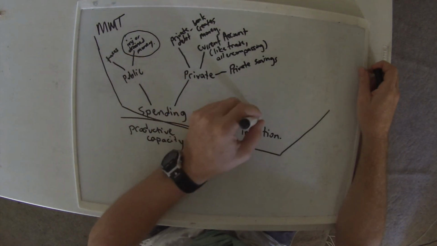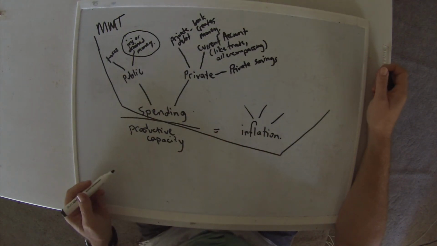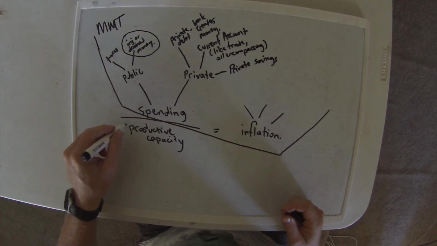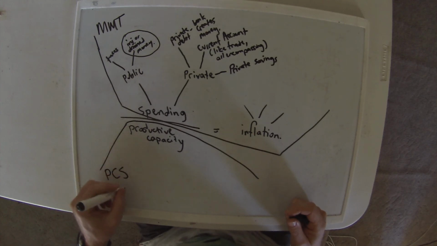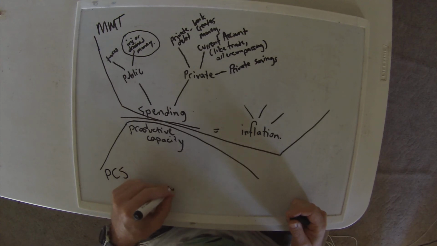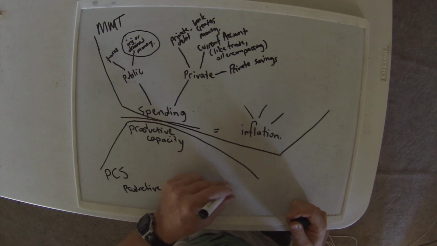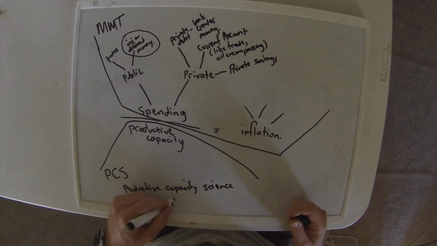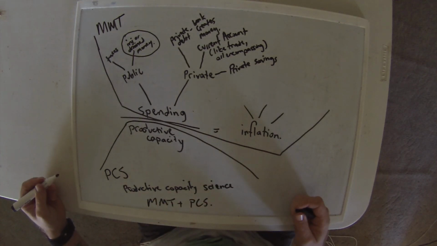And MMT has done expansions of factors that contribute to inflation, and mainstream economics has as well. The main one we'll be looking at here, and the name I've given to this one, is PCS, Productive Capacity Science. And so, to understand the whole economy, I basically say it's MMT plus PCS. That's what you have to understand to see how the whole economy works.